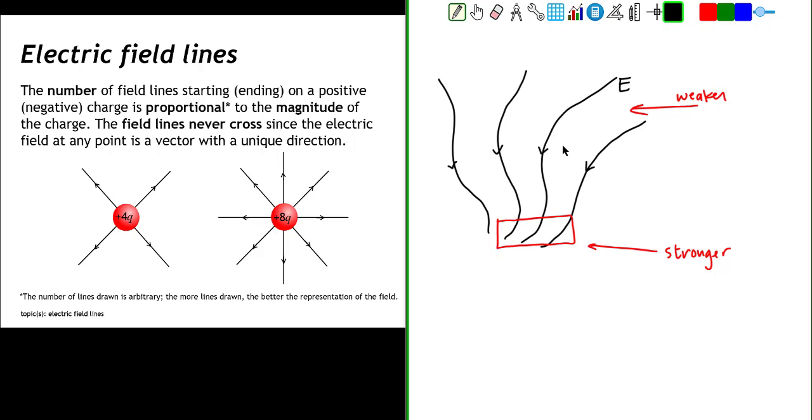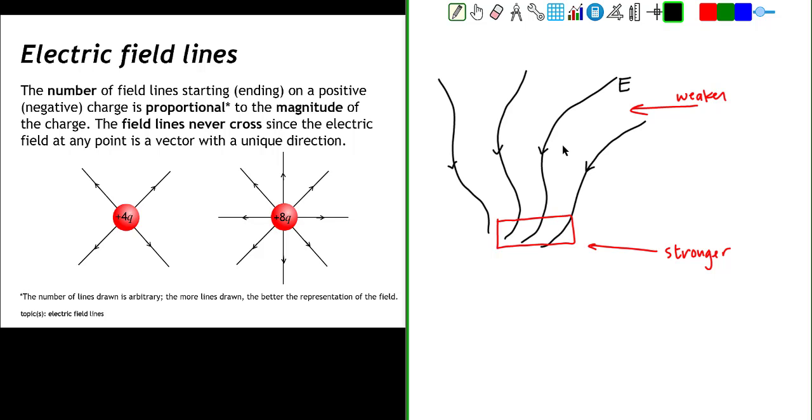The number of field lines starting or ending on a positive or negative charge respectively is proportional to the magnitude of the charge. The field lines never cross, since the electric field at any point is a vector with a unique direction.